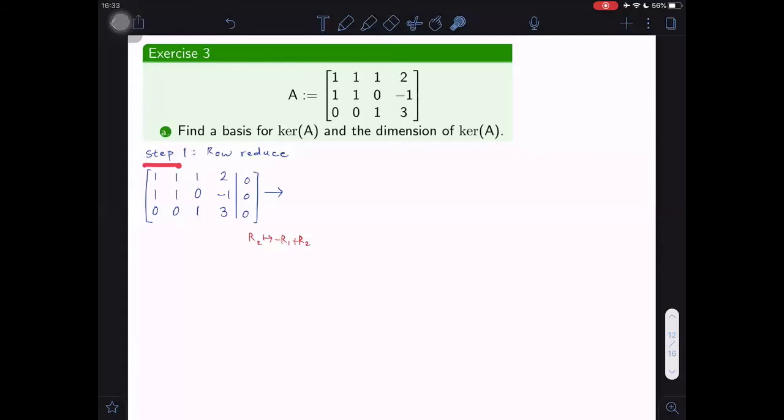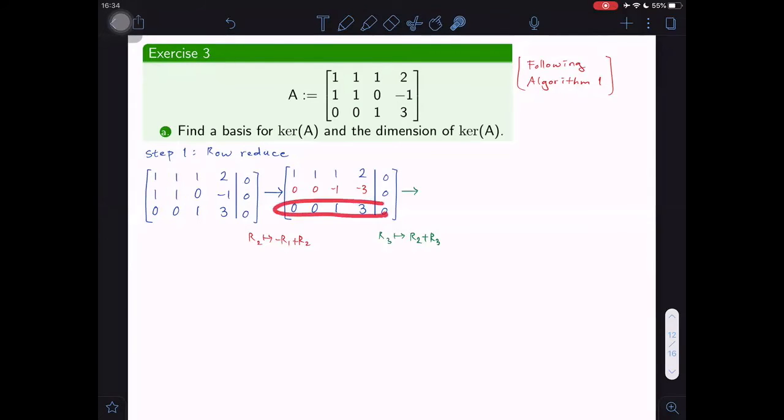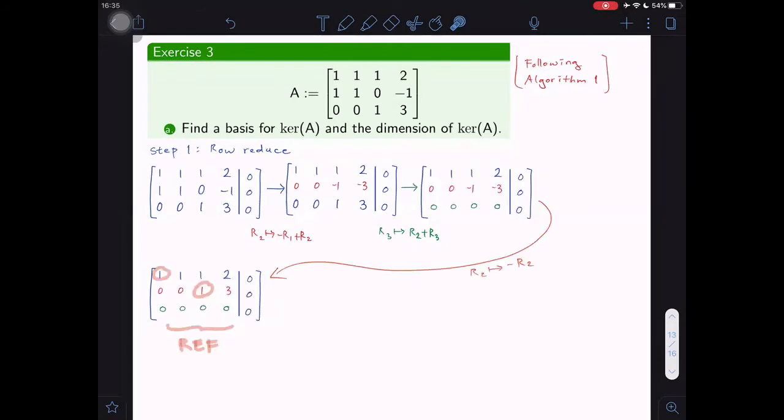The first step of the algorithm is to row reduce. I will turn this entry into 0. I see that this row is a multiple of the second row, so I can turn this into a row of zeros. And now I've arrived at a row echelon form. I see that the second and fourth columns do not have leading ones.